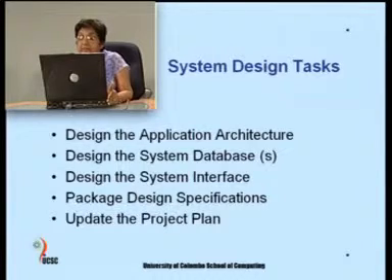Whatever the methodology or technique that you use, whether you use prototyping or joint application development or rapid application development or structured techniques, there are certain design tasks that you have to perform. These are the 5 things that you have to do. You have to design the application architecture, design the system's database or databases, design the system interface, that is how do the users interface with the system, package the design specifications and update the project plan. So, we will look at them one by one.